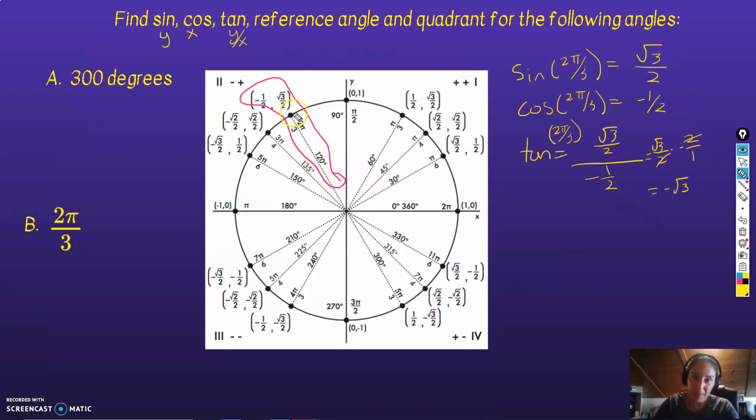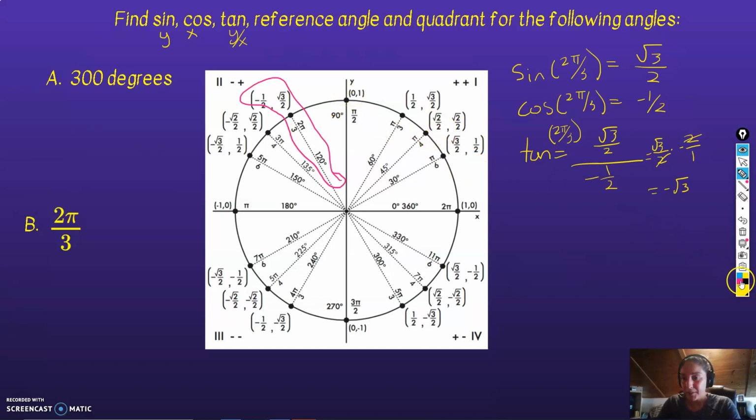Why is that also negative root 3? Because look, it's actually the same line as our 300, right? So the same line should have the same slope. The tangent of that was negative root 3, so the tangent of this is also going to be negative root 3 because it's the same line. The tangent's the slope.